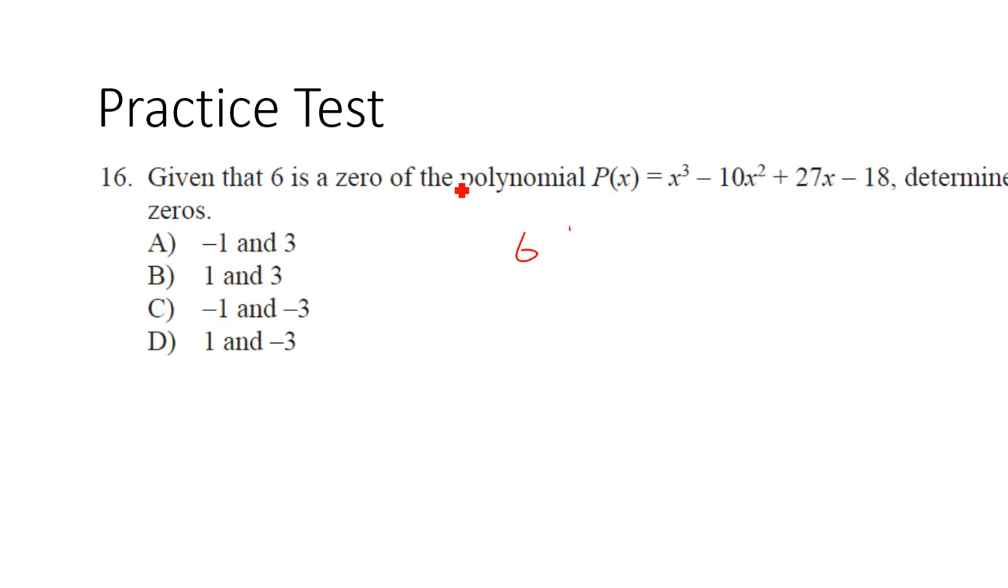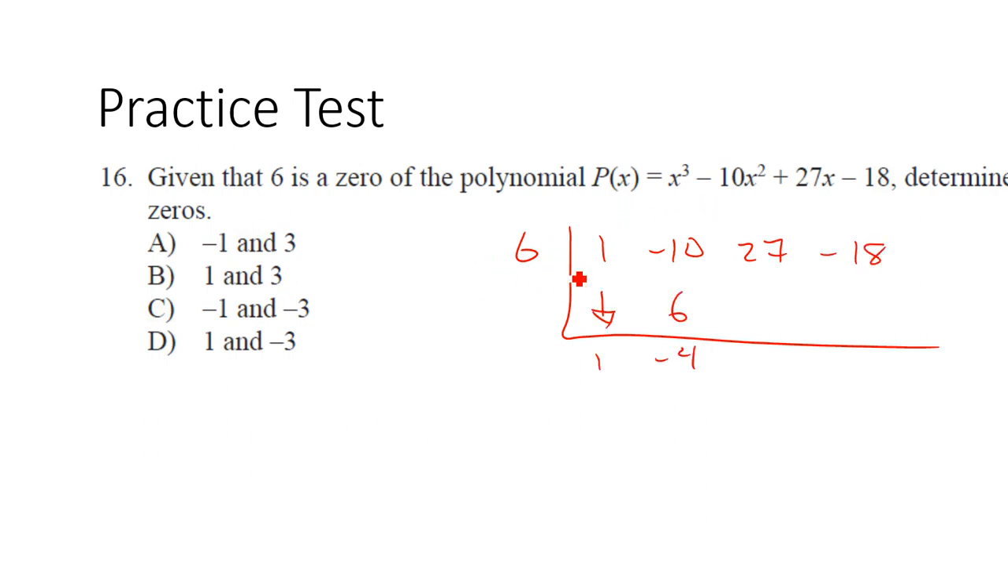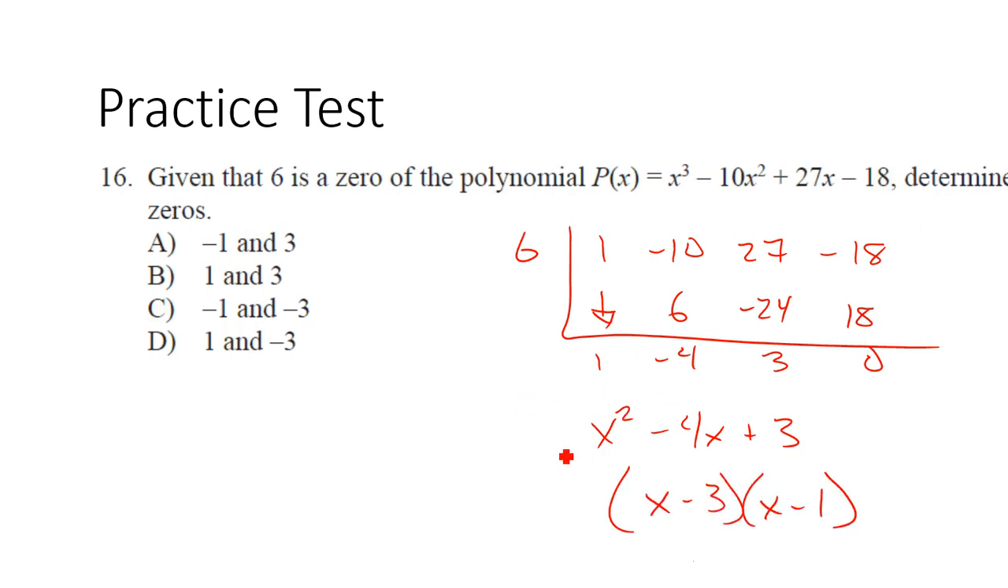16, 6 is a 0, so let's plug it in. 1, negative 10, 27, negative 18. 1 and 6 and negative 4 and negative 24 and 3 and 18 and 0. So we have x squared minus 4x plus 3. We have x minus 3 and x minus 1. Your other zeros are x equals 3 and 1.